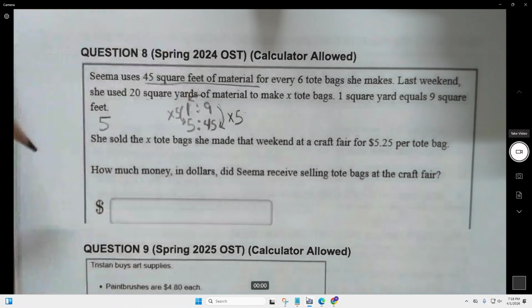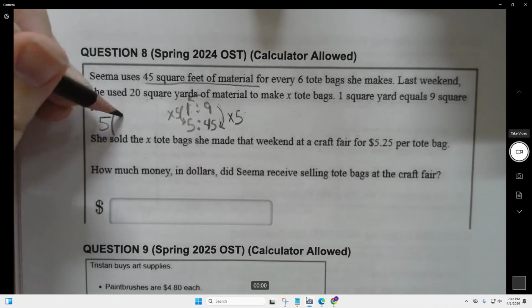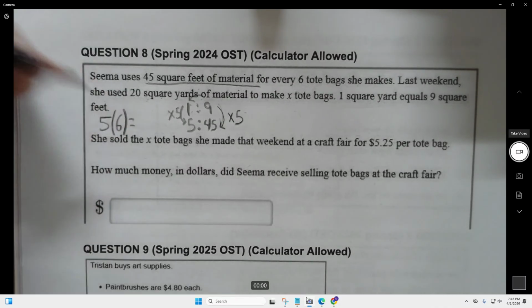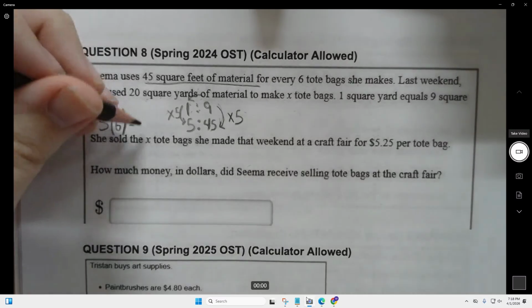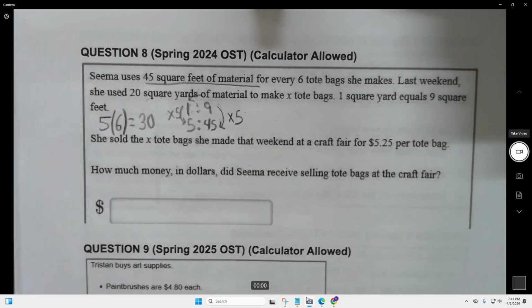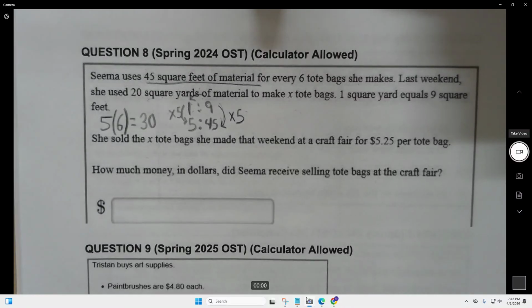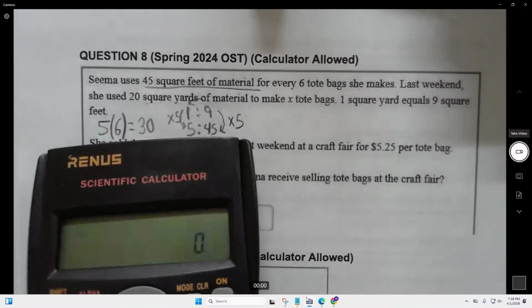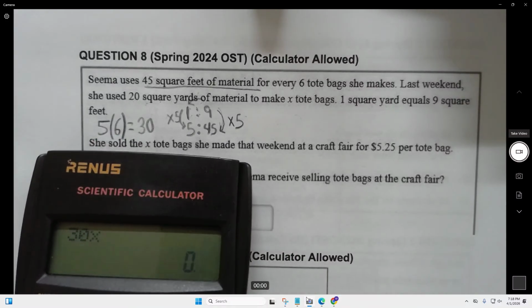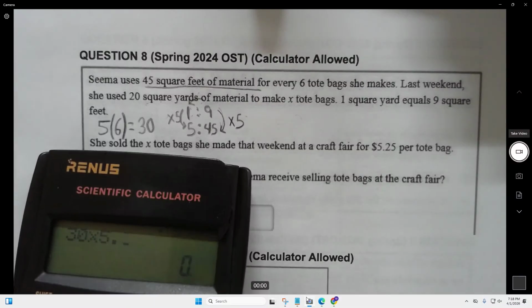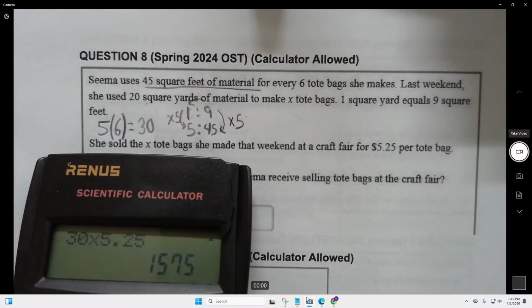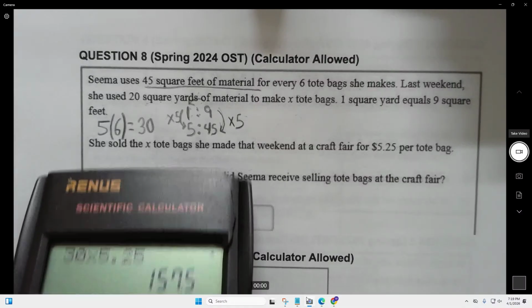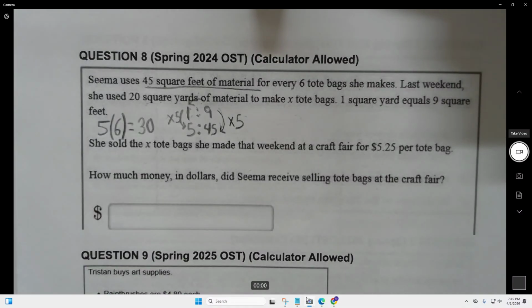There were 6 tote bags in every set. So 5 sets of 6. What is 5 times 6? 30. Then each tote bag is sold for $5.25. So how much money did she make? 30 tote bags times 5.25 is $157.50.